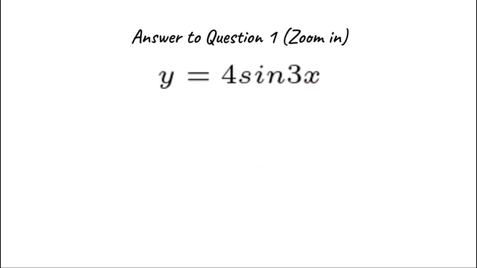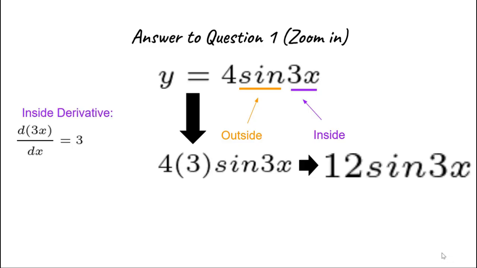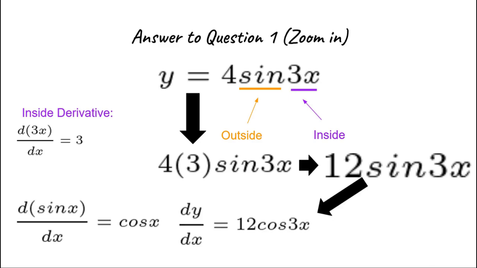So we've got the composition of sine of 3x, and it's multiplied by 4. The inside function is 3x. The outside is sine x. Following chain rule, we take the derivative of the inside, which is 3, and multiply that by 4, giving us 12. Then we take the derivative of the outside, and the derivative of sine is cos following our memorization, and our final answer is 12 cos 3x.